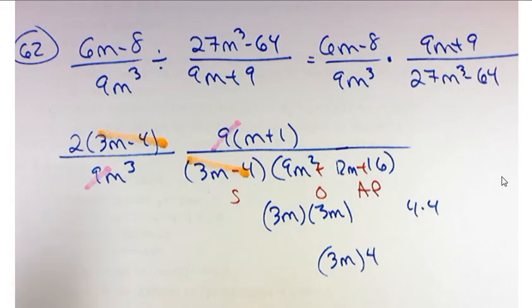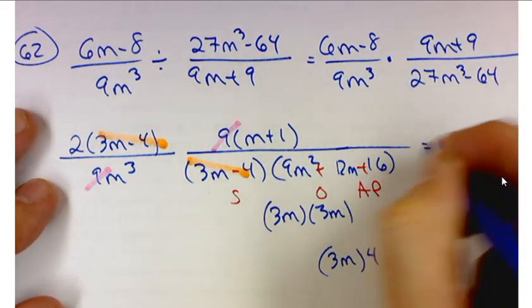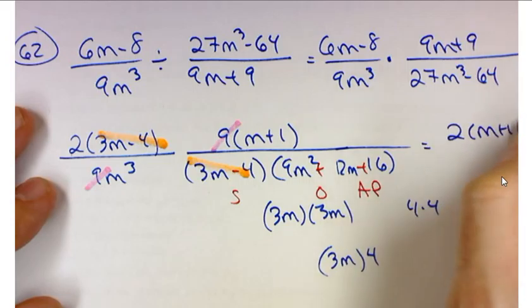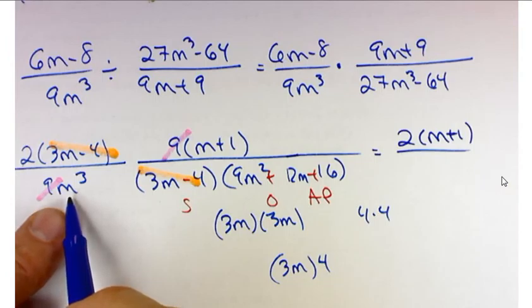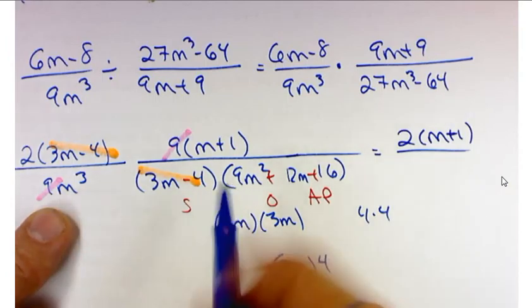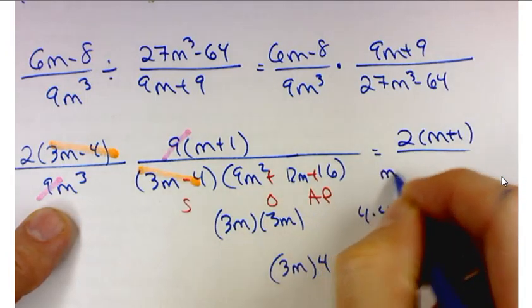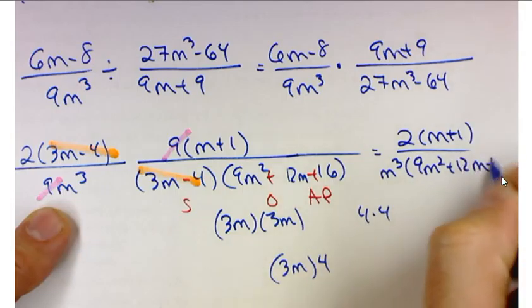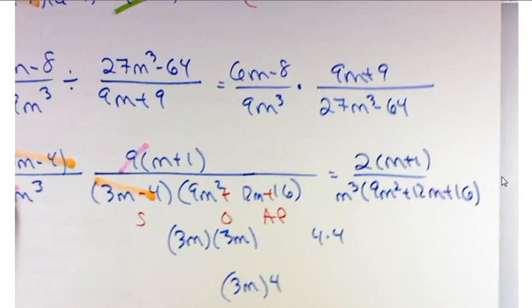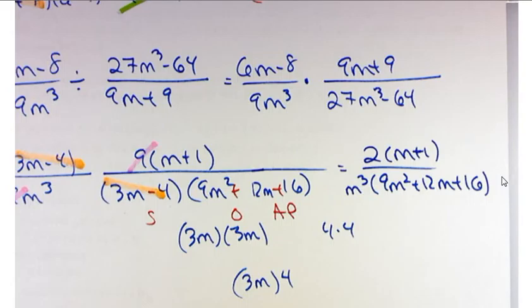So what are we left with? We're left with 2 times m plus 1 over... Yeah, you can distribute this or not if you want. I'm just going to leave the m cubed factored out front. M cubed times 9m squared plus 12m plus 16. Yay. How are we looking on problem 62? Mitchell?